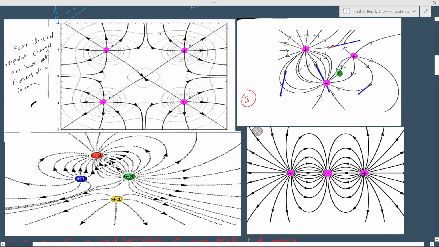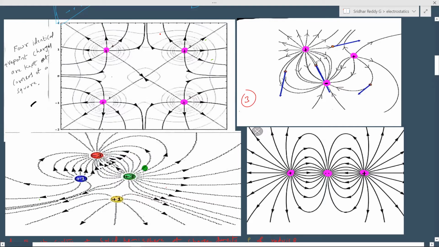If 3 point charges of certain magnitudes are kept, we can definitely say this magnitude of charge will be less, this will be more. The magnitude of the charge will be more because more lines of force are there. Here, fewer lines of force. And now come to this one. I kept 4 point charges. Look at the magnitudes: plus Q, plus Q, plus 3Q, minus 3Q. Then the lines of force will be directed in this way.